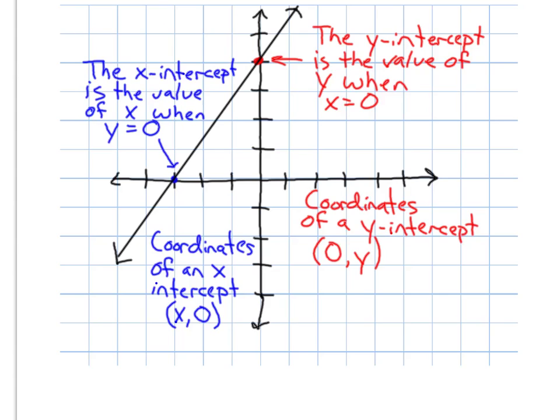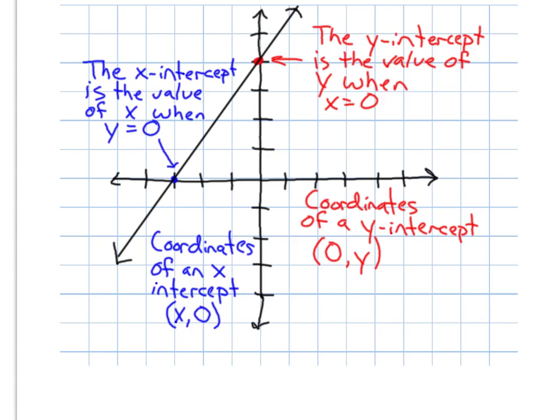That's the y-intercept. Or, more simply put, the x-intercept is where it crosses the x-axis and the y-intercept is where it crosses the y-axis. The coordinates of an x-intercept are whatever x is and 0, because the y has to be 0. So x is wherever x is when y is 0. And the coordinates of a y-intercept are 0 for x and then wherever y is when x is 0. So wherever it crosses the y-axis. That's what intercepts actually mean.